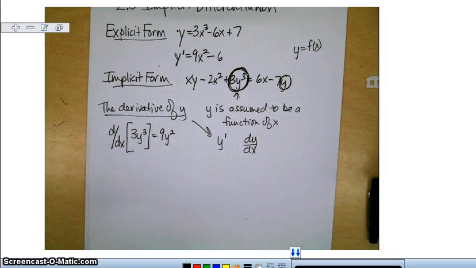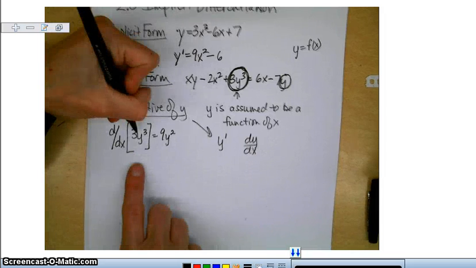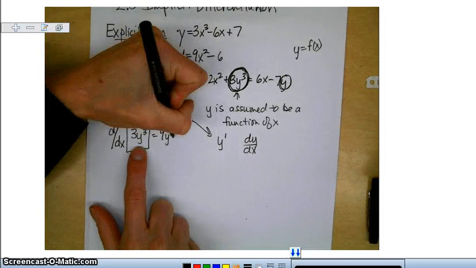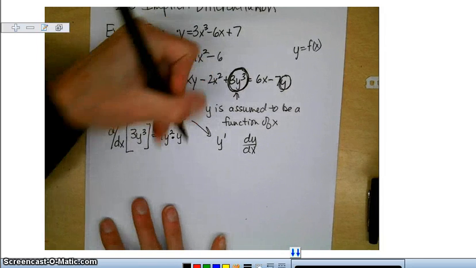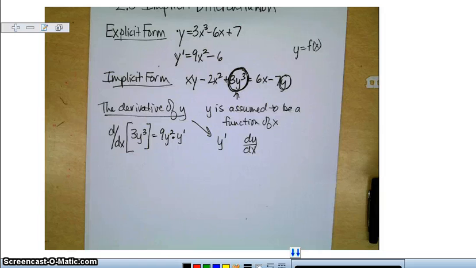Now we have to assume that we have a chain rule. So that was the derivative of the outside times what would be the derivative of just the y? Y prime. What's the derivative of y? Y prime.